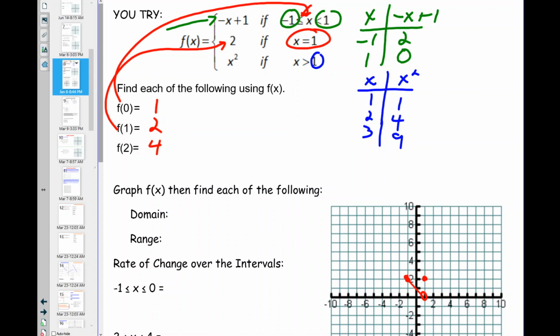Another open point. And that would make sense, because if I were to try to close that, it wouldn't be a function anymore. It would fail a vertical line test. 2, 4, 3, 9, and then we connect those like that. So that's a weird looking piecewise, but it is a piecewise.